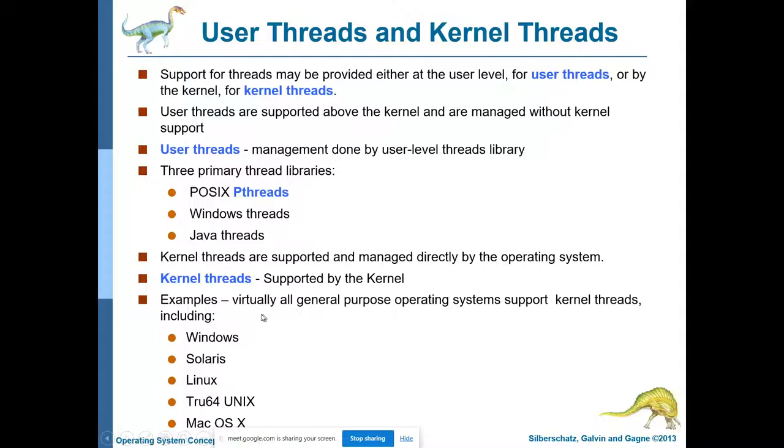Virtually all general purpose operating systems support kernel threads. The operating systems that support kernel threads are Windows, Solaris, Linux, True64 Unix and Mac OS X. So what are the types of threads? User threads and kernel threads.